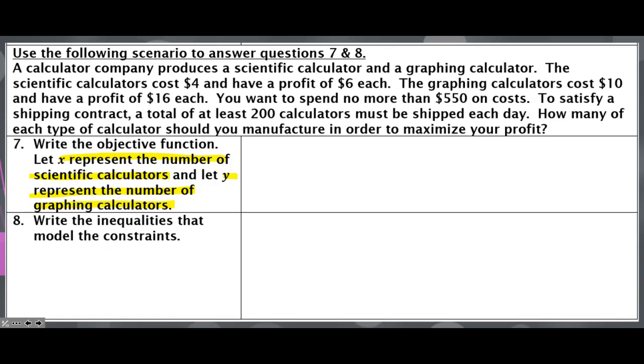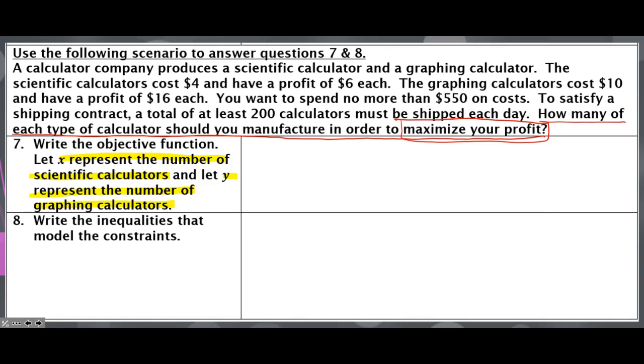And then number 8 is asking us to write the inequalities or the constraints. So let's go back to the problem. I want to look at what the objective of the problem is. And in order to do that, what I like to do first is look at the last sentence. It says, how many of each type of calculator should you manufacture in order to maximize your profit? So these last three words, maximize your profit, that is the objective of our problem. That is what we are trying to do.